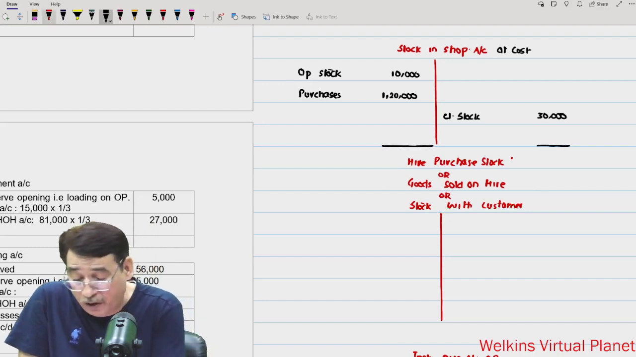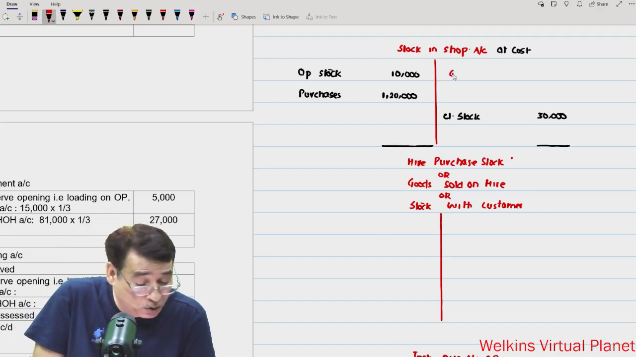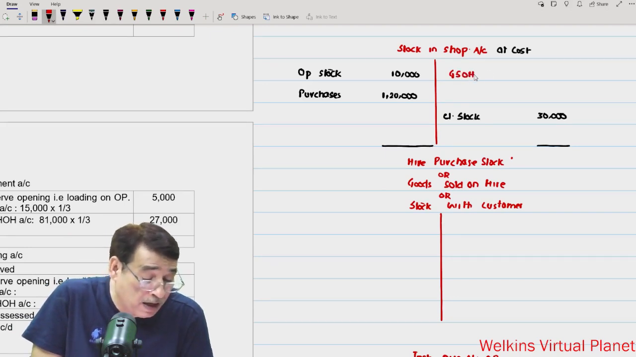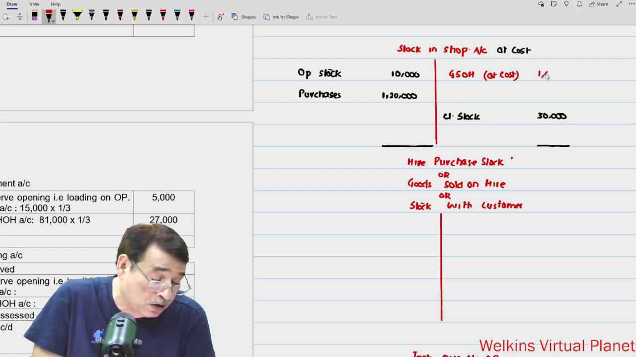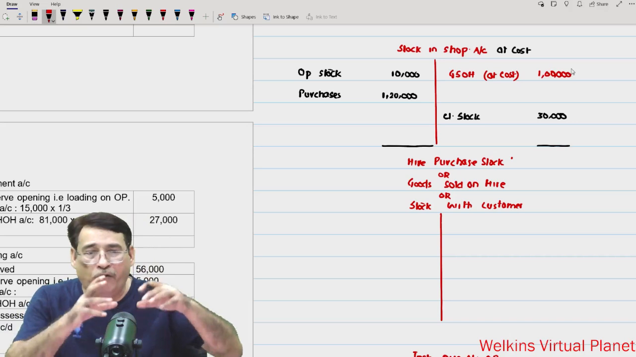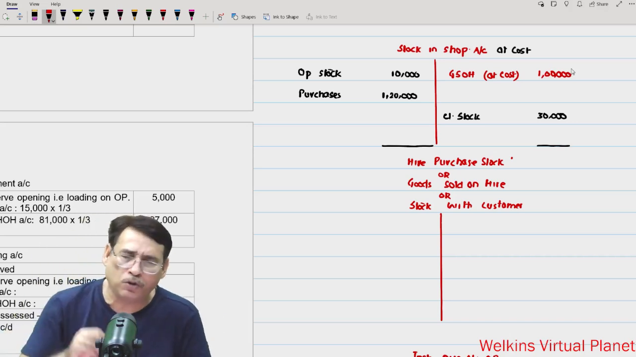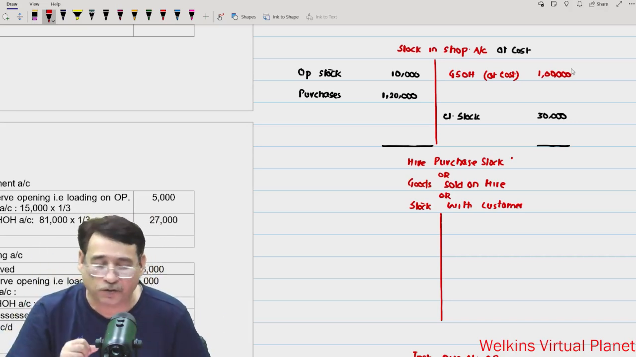And then I am going to write here goods sold on hire. Remember one thing, this goods sold on hire is at cost. It is not at hire purchase price. This is the cost price of the goods which you sold. So goods costing 1 lakh you sold. And for how much did you sell? You sold it for 1,50,000.